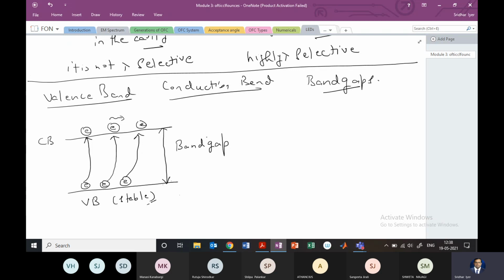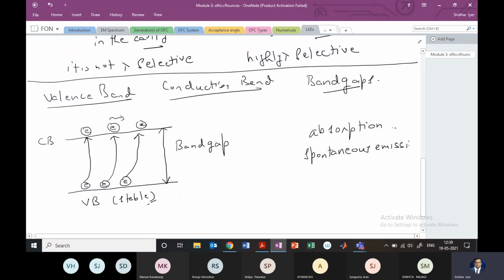there could be the process of absorption, or spontaneous emission, or stimulated emission. Okay. If you have not heard, it's okay. Now we'll understand what these would mean.